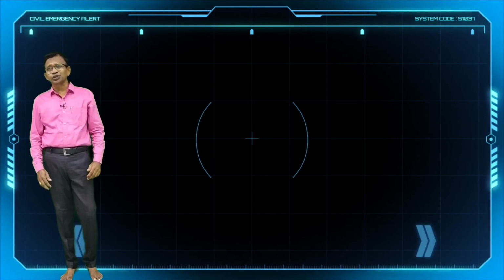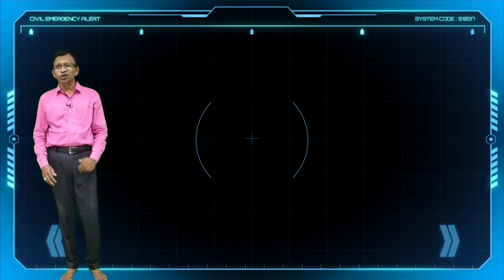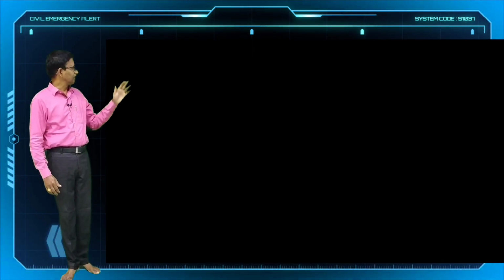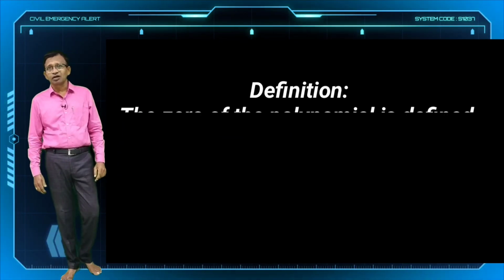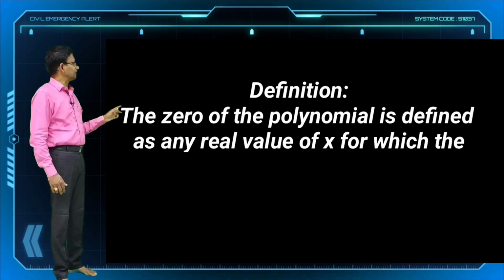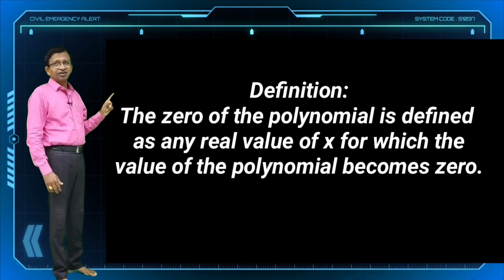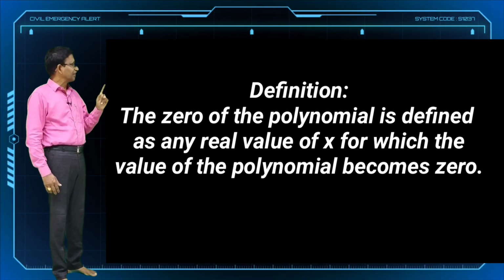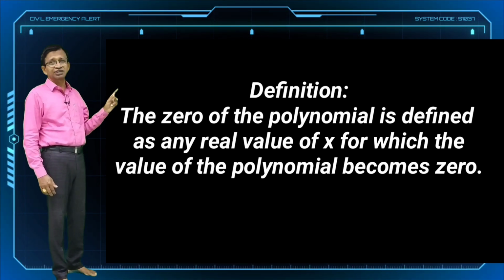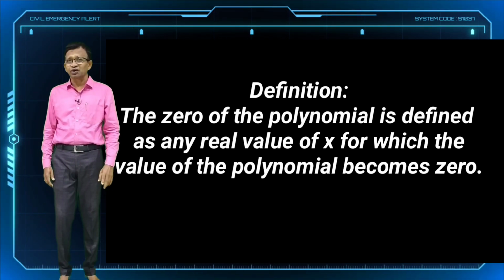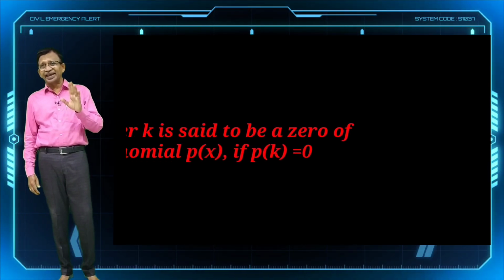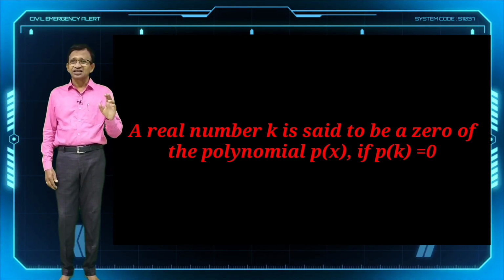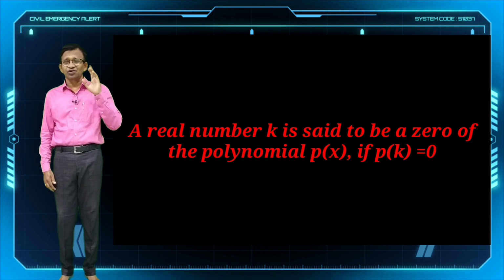Before we are going to do the problem, we have to know the definition of the zero of the polynomial. Here, the definition is: the zero of the polynomial is defined as any real value of x for which the value of the polynomial becomes 0. In other words, a real number k is said to be a zero of the polynomial p of x if p of k is equal to 0.